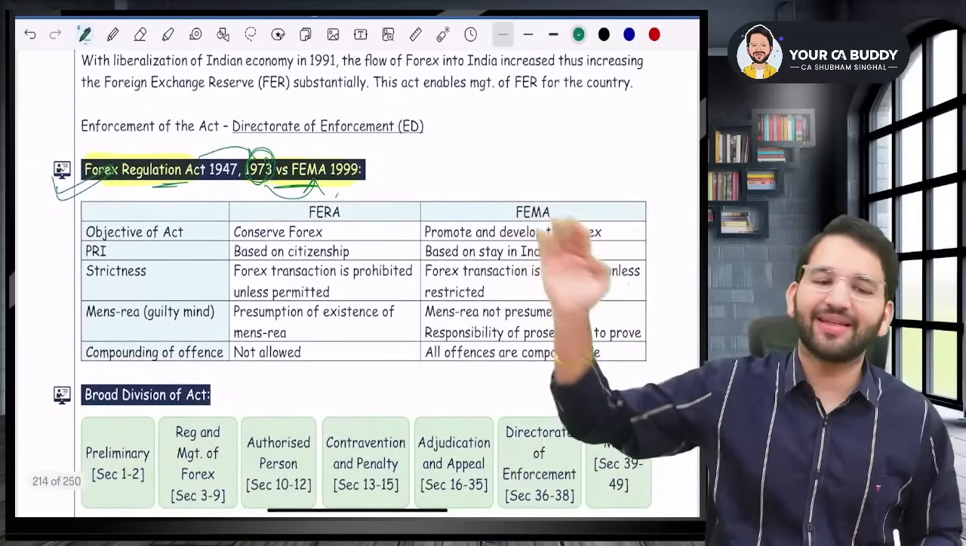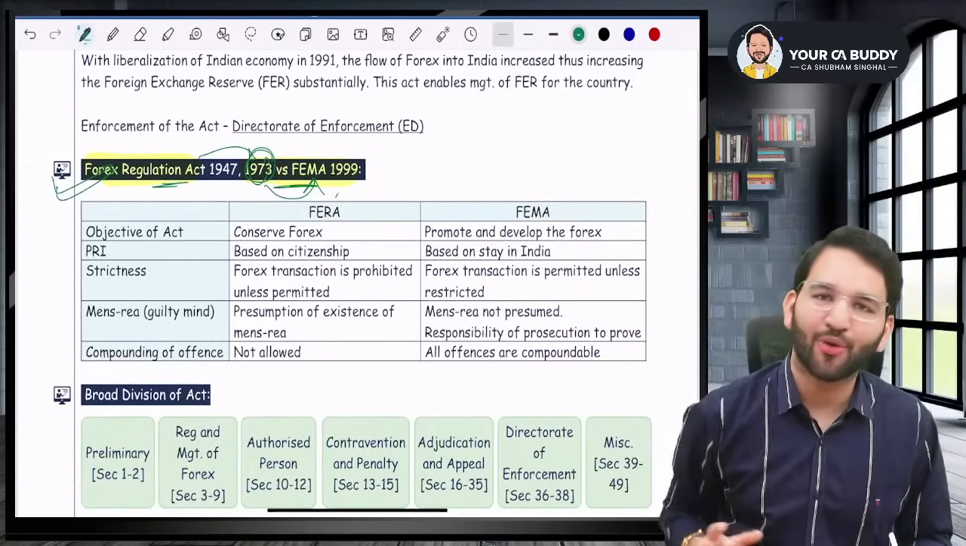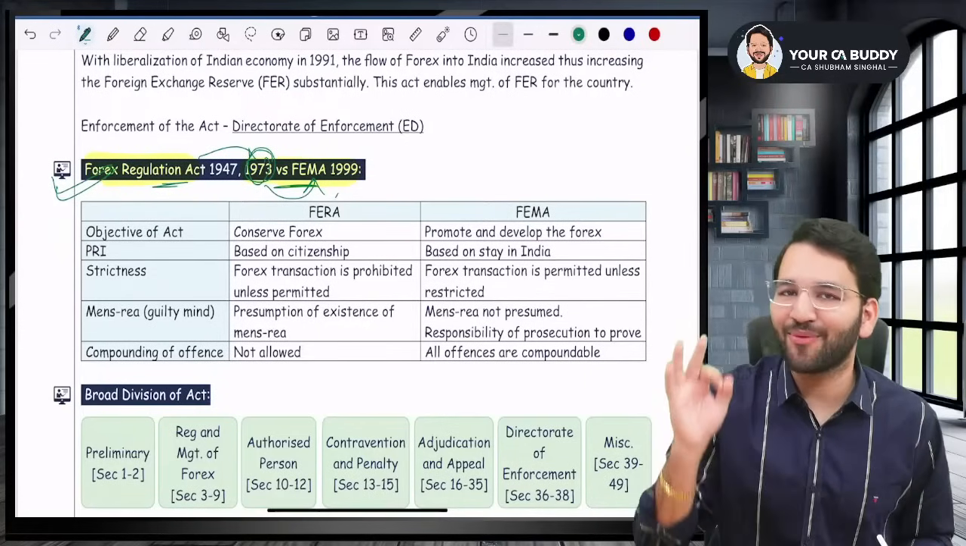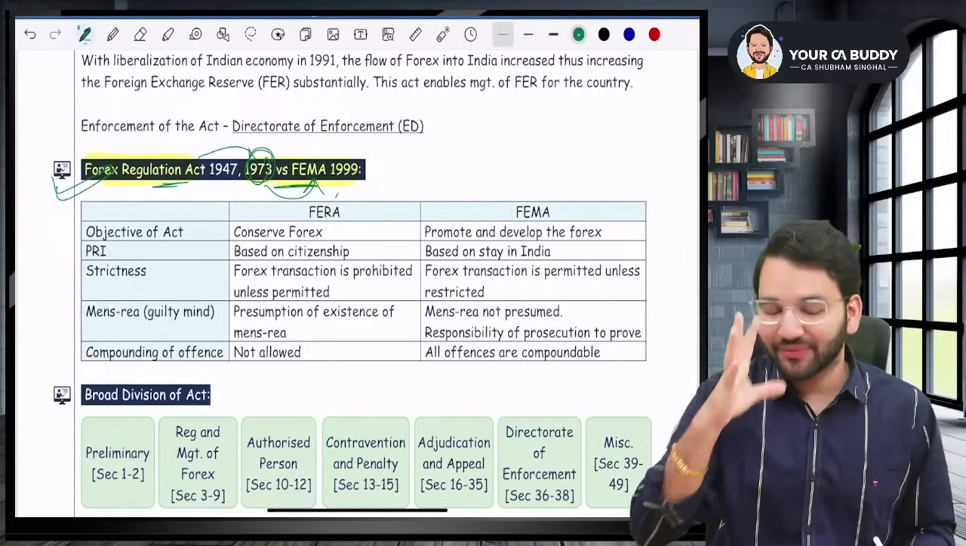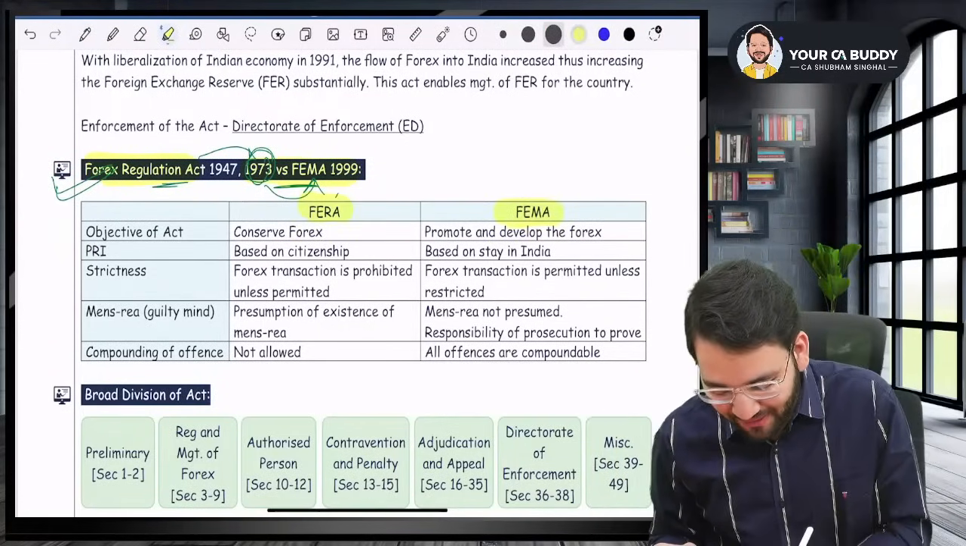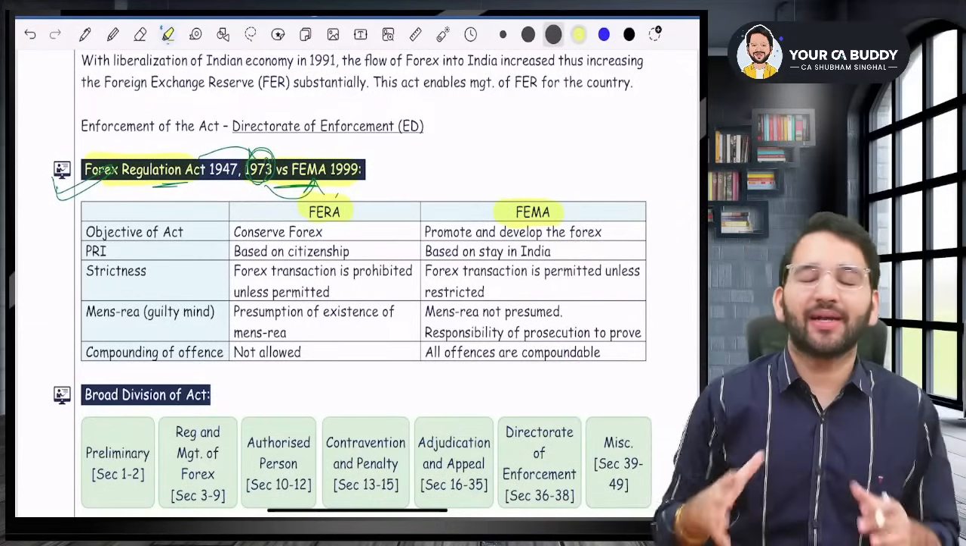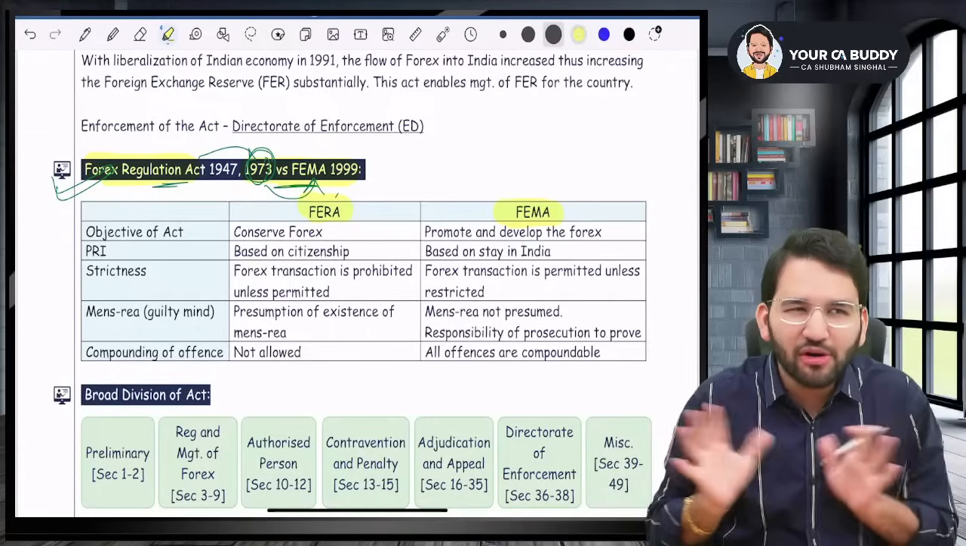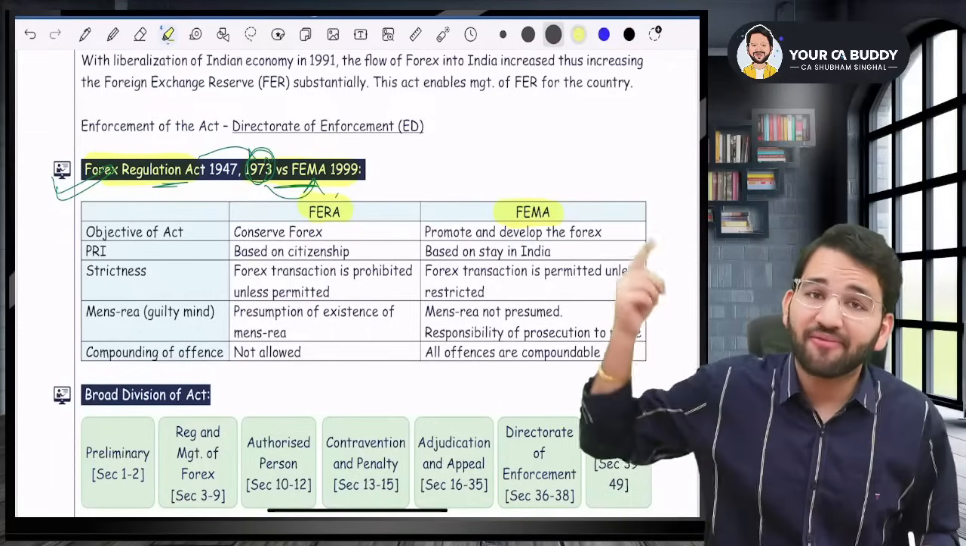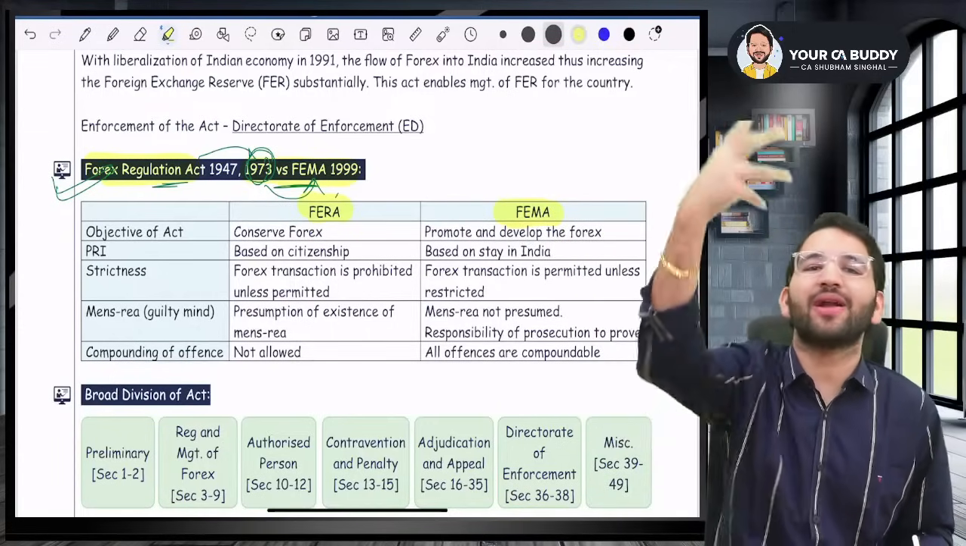What is the difference? There are five differences I want you to remember along with me. This is the revision, so I want you to remember things along with me. There are five differences between FERA and FEMA. Number one, objective. In FERA, our objective was to conserve forex, that we will not spend it, we will conserve it. But in FEMA, our objective is to promote and develop forex.